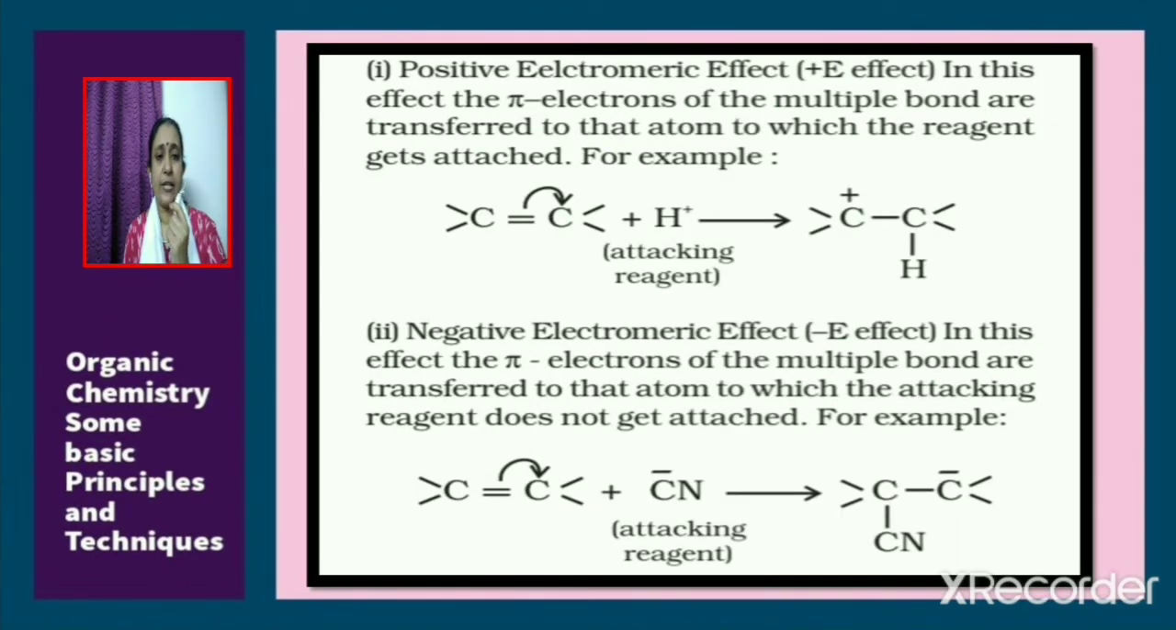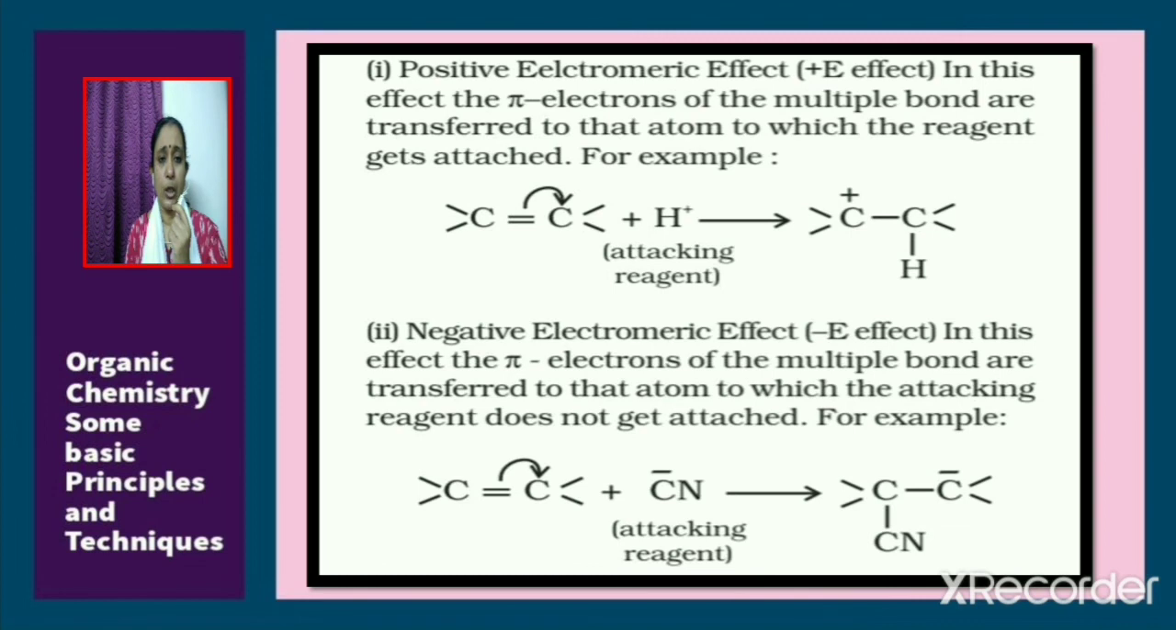Positive electromeric effect or plus E effect. In this effect, the pi electrons of the multiple bond are transferred to that atom to which the reagent gets attached. For example, consider the carbon-carbon double bond which is present in alkenes. In the presence of the attacking reagent, that is H+, there will be transfer of pi electrons to one of the carbon atoms, and we find that the attacking reagent also gets attached to the same carbon atom. The other carbon atom, since it is electron deficient, will now develop a positive charge.